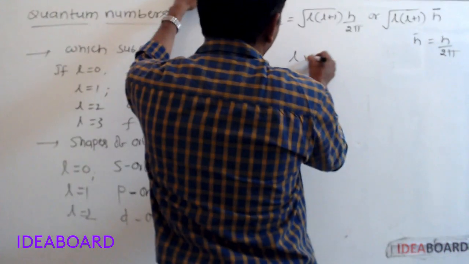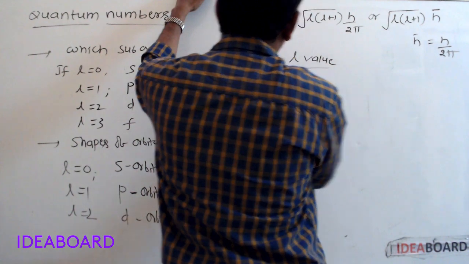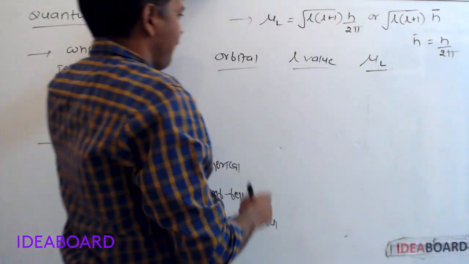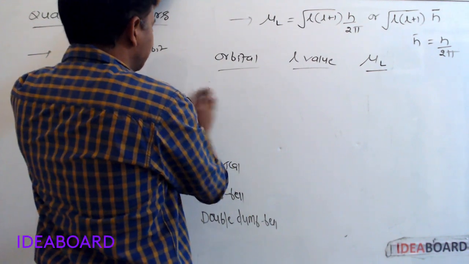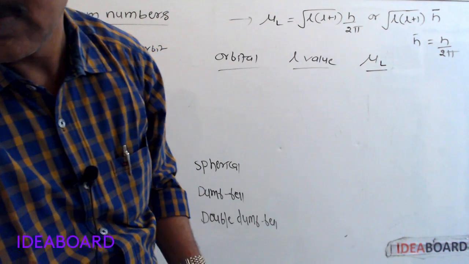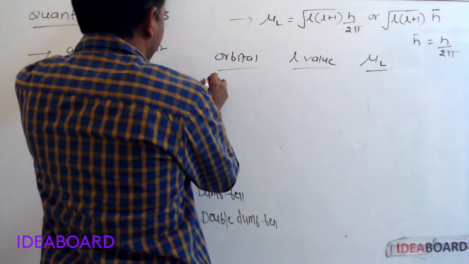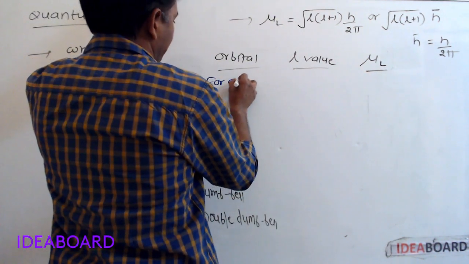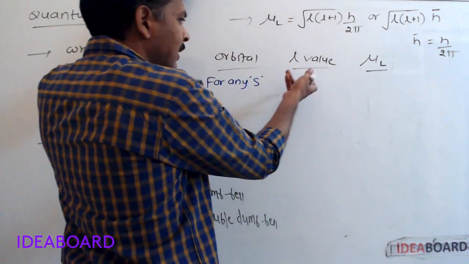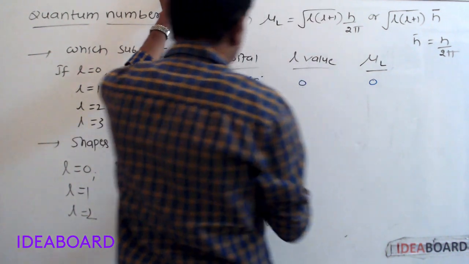Orbital L value, mu L value for any s orbital. For any s orbital, L value is 0. L value 0 means mu L should be 0.